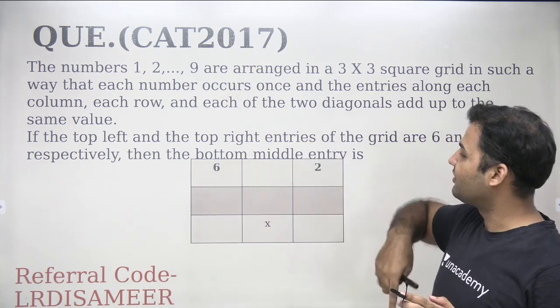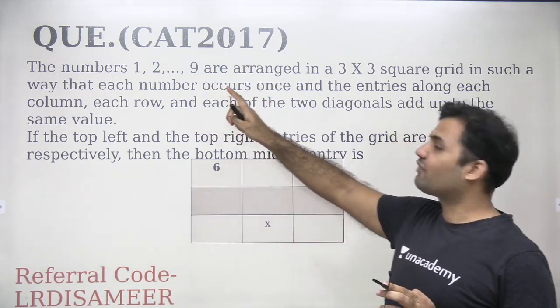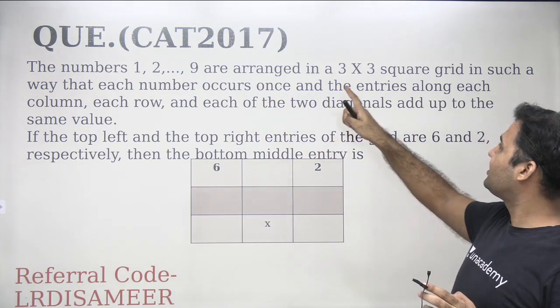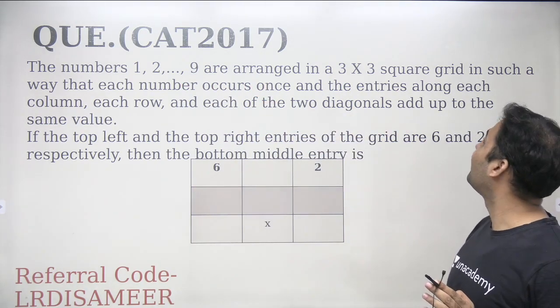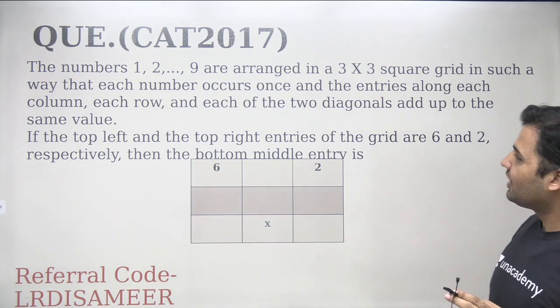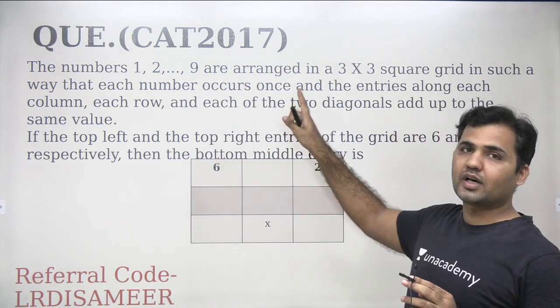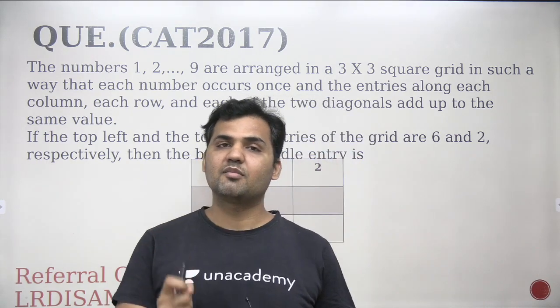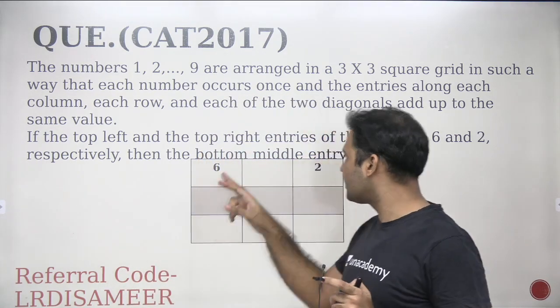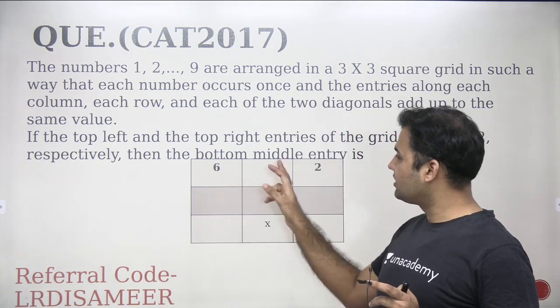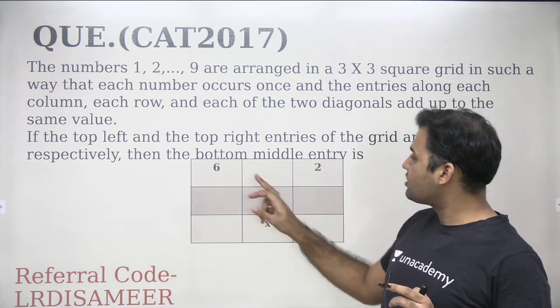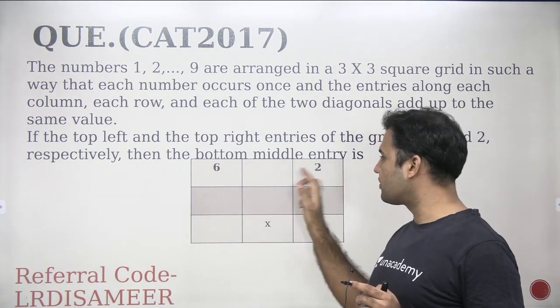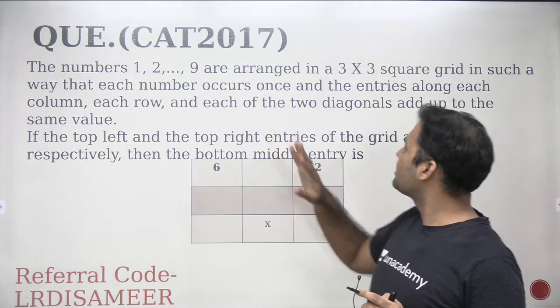The question from CAT 2017 says the numbers 1, 2, 3, 4, 5, 6, 7, 8, 9 are arranged in a 3 into 3 square matrix in such a way that each number occurs once. That means you are not supposed to use a number twice. Every number will be used once. And we know that in a 3 into 3 matrix, there are a total of 9 cells.